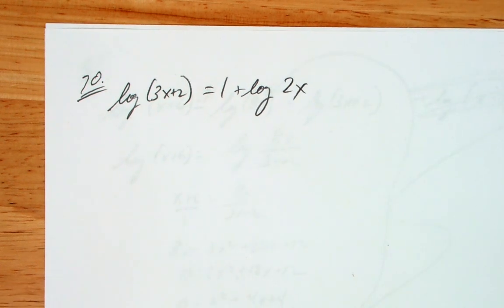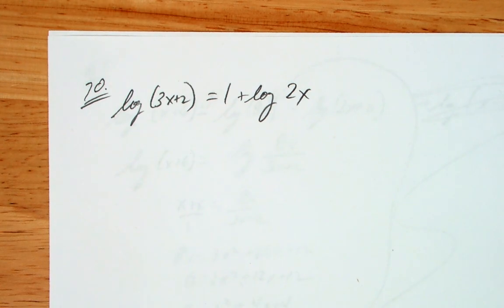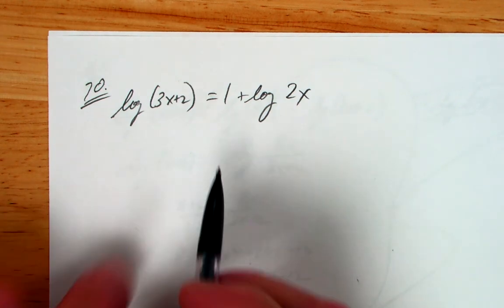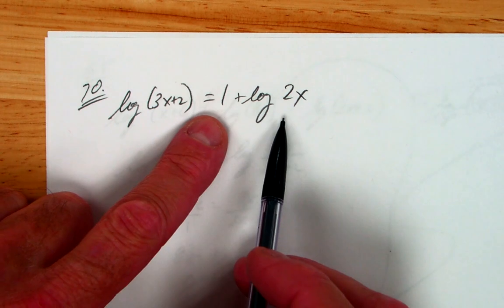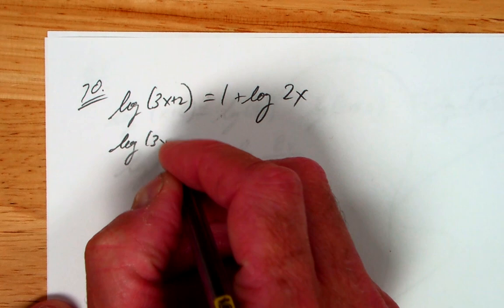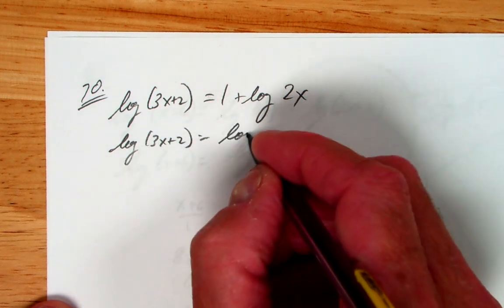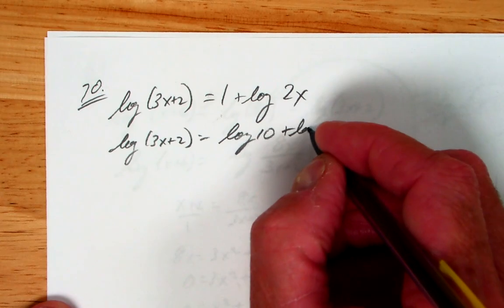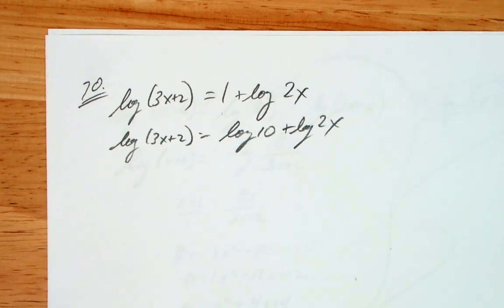Okay. How do you stop? Okay. What's 1? 1 is the log of what? 10, always log of 10. Because if I want to combine these together, if that's a log, I need to rewrite this as a log. So log of 3x plus 2 equals log of 10 plus the log base 2 of x. You with me?